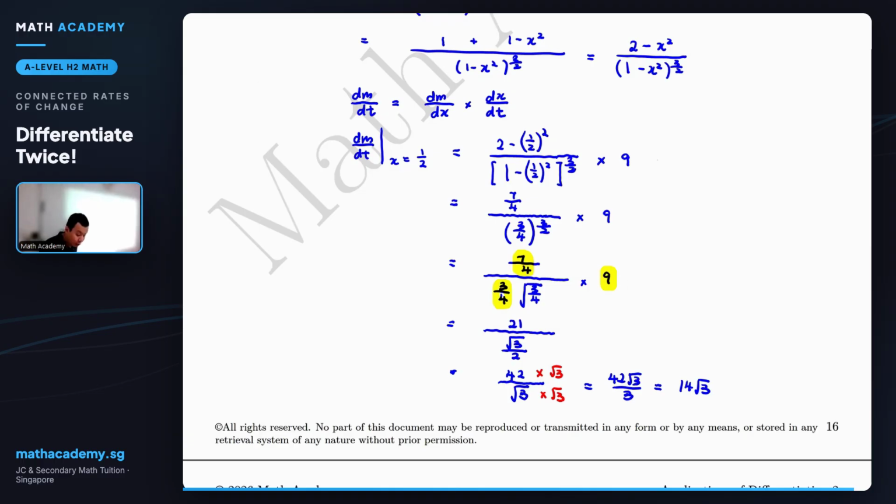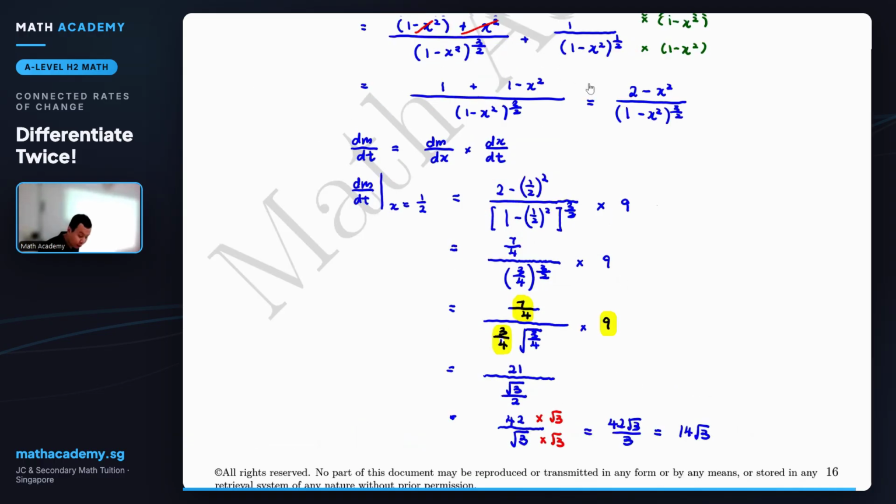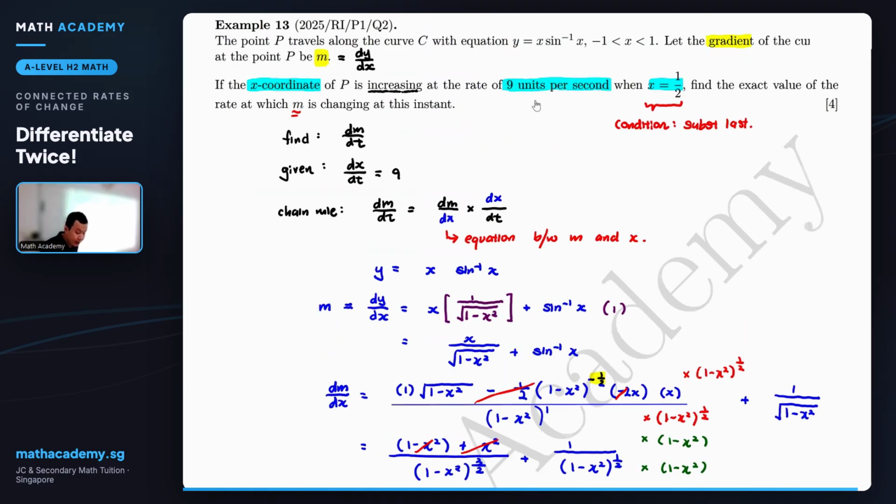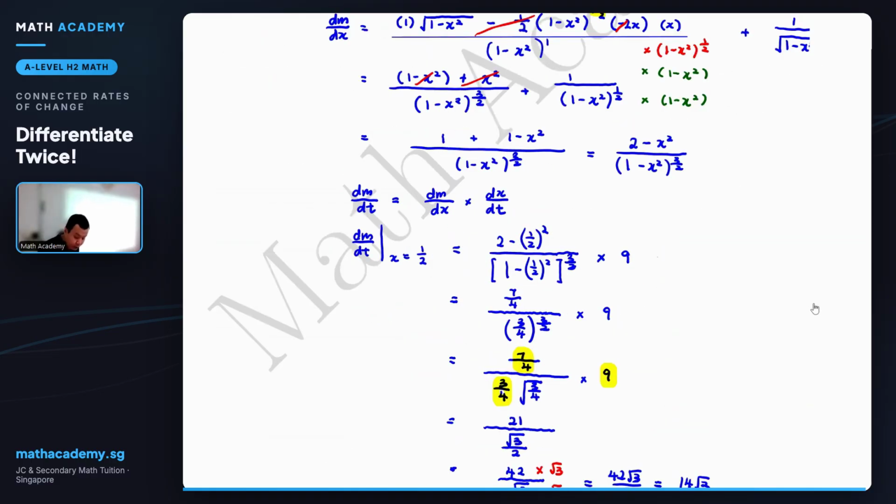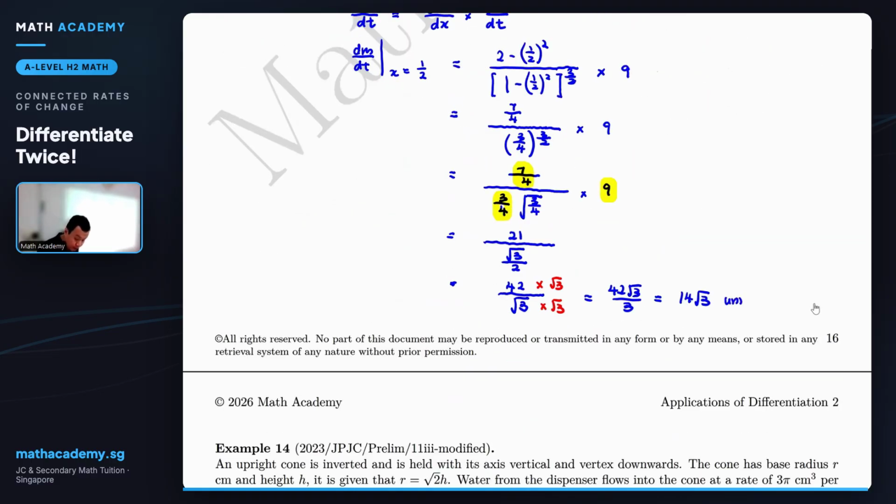This is about gradient. So what are the units for the gradient? In this question, they did say x coordinate moving at 9 units per second. It's written as units, not in cm or anything. So we will have the same thing here. This will be in units per second.